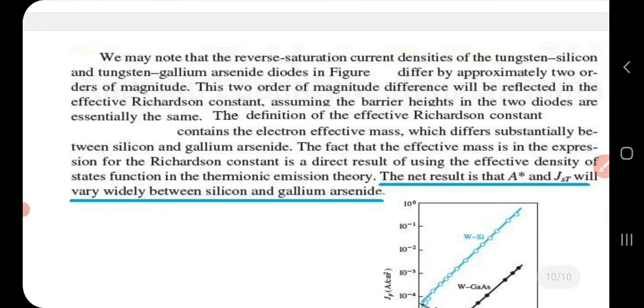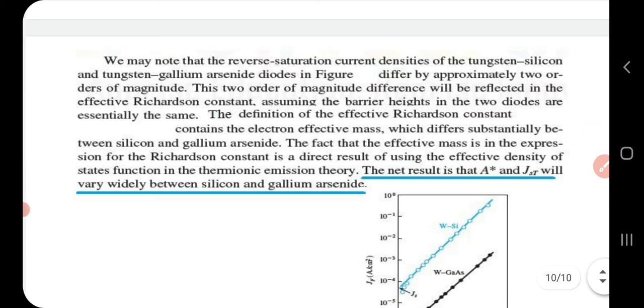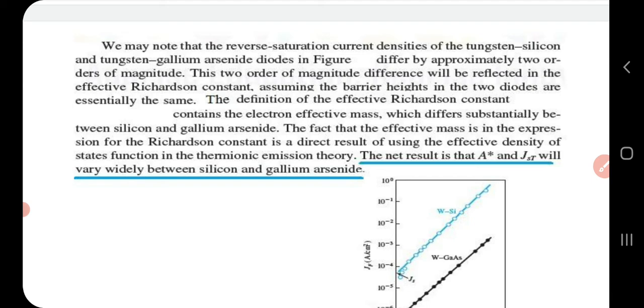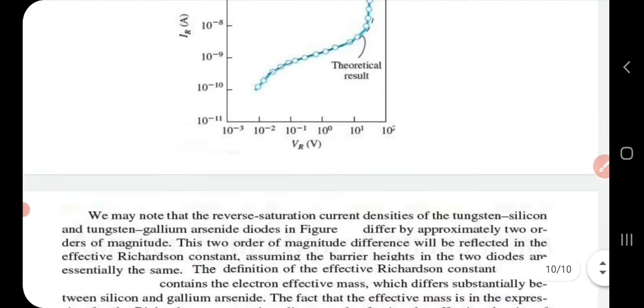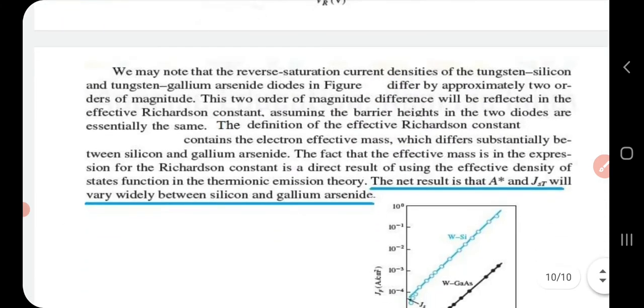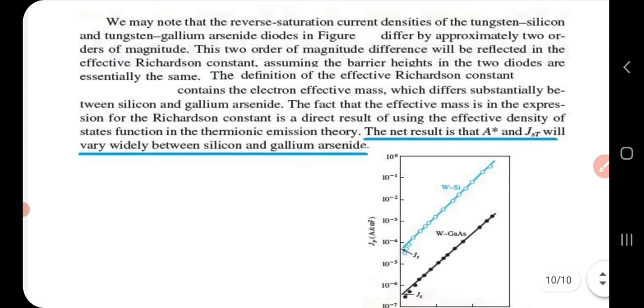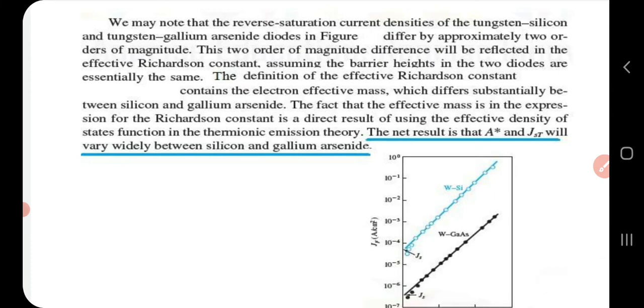Now the last slide is, we note that the reverse saturation current densities of tungsten silicon and tungsten gallium arsenide diodes in the figure, that is what is shown here, differ by two orders of magnitude, and that is seen in the effective Richardson constant, where it is assumed that the barrier height in the two diodes, that is in the tungsten silicon diode and the tungsten gallium arsenide diode, and A star are actually the same.